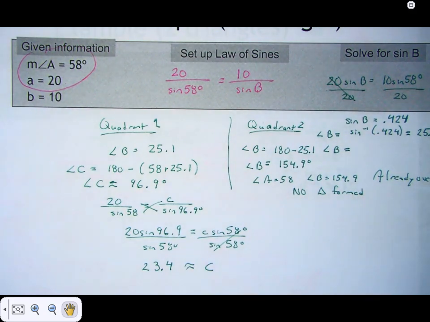So if you guys put in on your calculator, do this for me real quick. Put in on your calculator 20 over sine of 58 degrees and get an answer. Okay, now put in the other ratio, which was 10 over sine of 25.1. Did you get close to the same answer for both of them? Okay, that's the deal, is that ratio stays the same in a triangle. As long as you're in the same triangle, it works. Okay? All right.